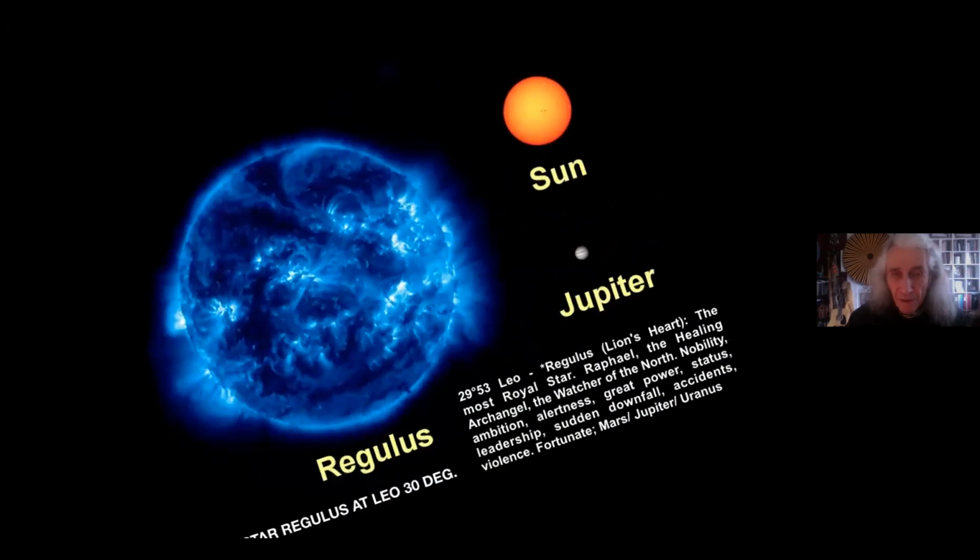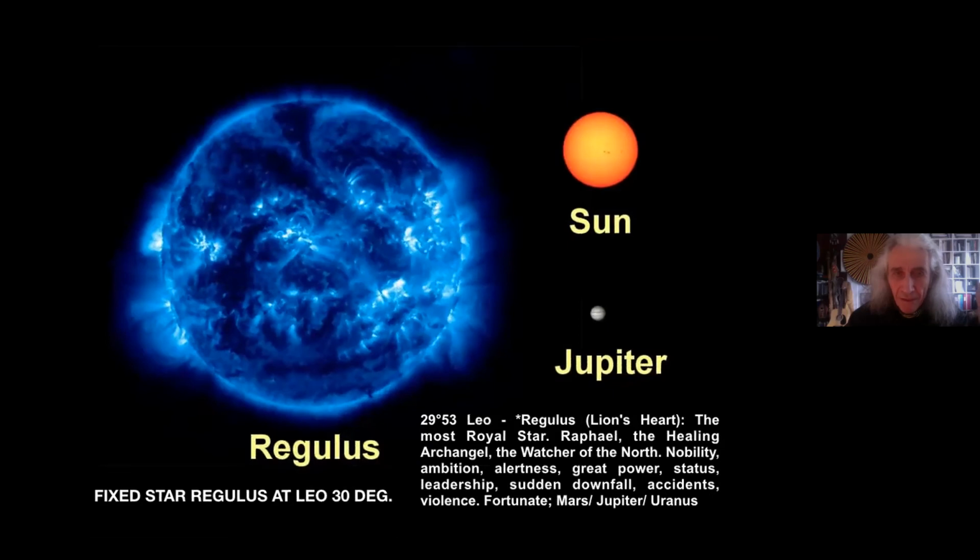I noted this week then that as well, the fixed star Regulus aligns with Leo 30 degrees. So another layer of investigation, perhaps, another layer of consideration when we're looking at that particular point in the whole process.